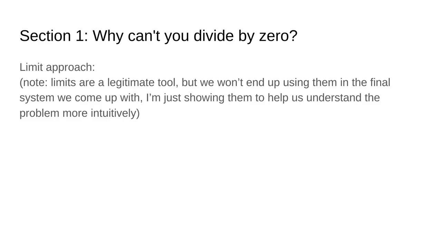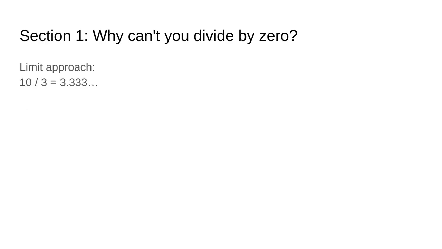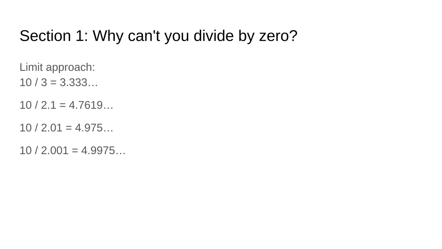Say you want to figure out what 10 divided by 2 is. You can see that, approaching from above, 10 divided by 3 is around 3.33. 10 divided by 2.1 is about 4.76. 10 divided by 2.01 is about 4.975. 10 divided by 2.001 is about 4.9975, and so on. We can see that it's approaching 5. And the exact value of 10 divided by 2 is indeed 5.